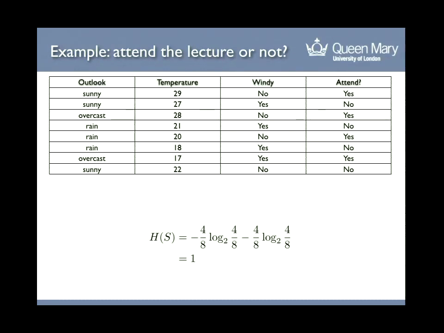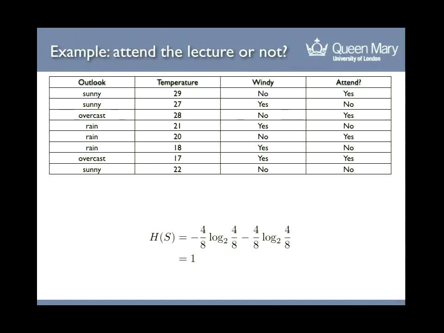And we start by calculating the entropy of the whole training set. So S is these eight examples, so it's a set of eight examples. Each row in a table is a training example. And those eight examples, how many yeses are there? 1, 2, 3, 4. How many noes? 1, 2, 3, 4. Right, so our entropy is, what is it?